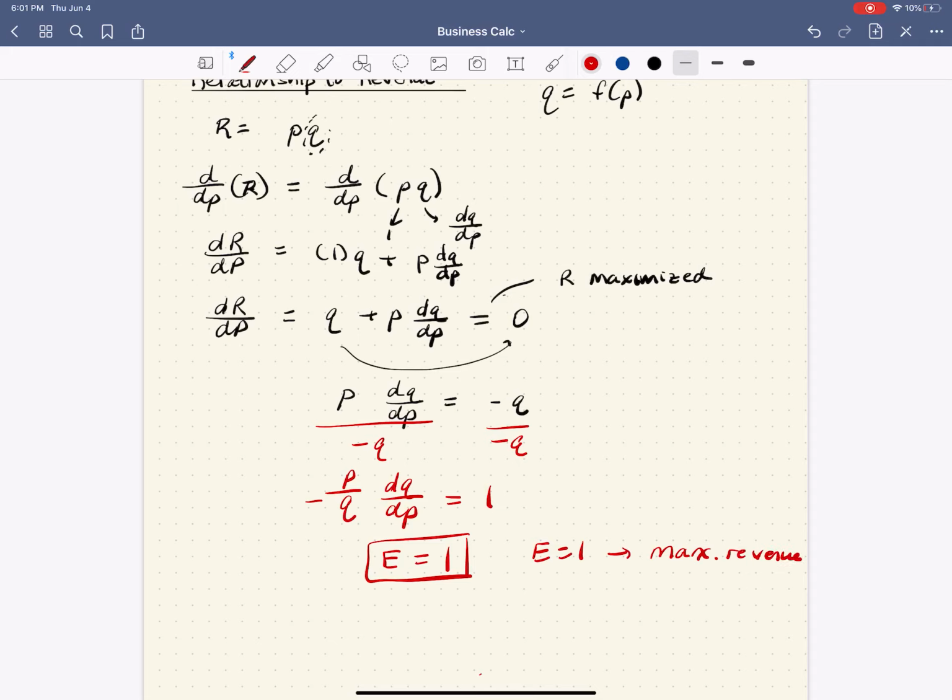So then what happens at the other places? Well, it turns out that if E is less than 1, revenue is increasing. And if E is greater than 1, revenue is decreasing. So if elasticity is less than 1, that says you're not affecting your demand that much. If you increase the price, keep increasing the price until your demand catches up with your price. If your elasticity is greater than 1, stop increasing the price because you're losing so much demand that it's actually taking away from your revenue. So there's the relationship between revenue and elasticity.